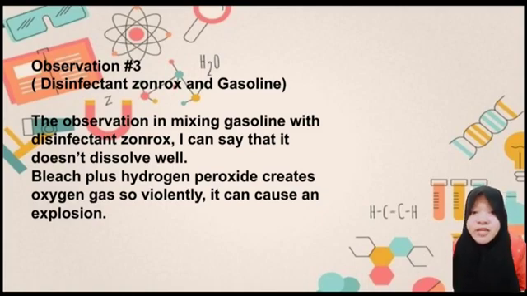Observation number 3, disinfectant Zonrox and the gasoline. The observation is, mixing gasoline with disinfectant Zonrox, I can say that it doesn't dissolve well. Bleach plus hydrogen peroxide creates oxygen gas too violently, it can cause an explosion.